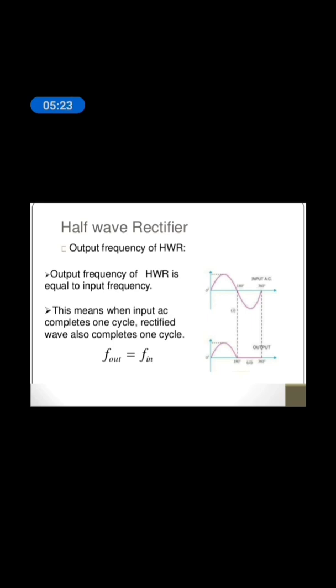For the half wave rectifier, the output frequency is equal to the input frequency, and this means when input AC completes one cycle, rectified wave also completes one cycle. So for half wave rectifier, the output frequency is equal to input frequency.